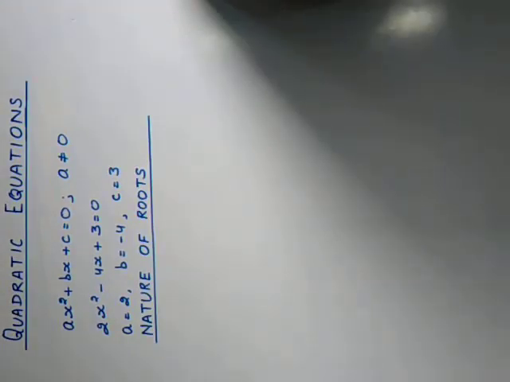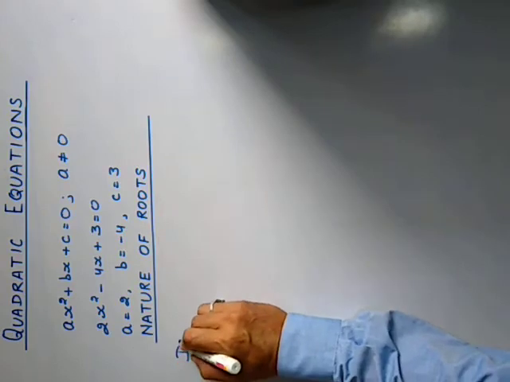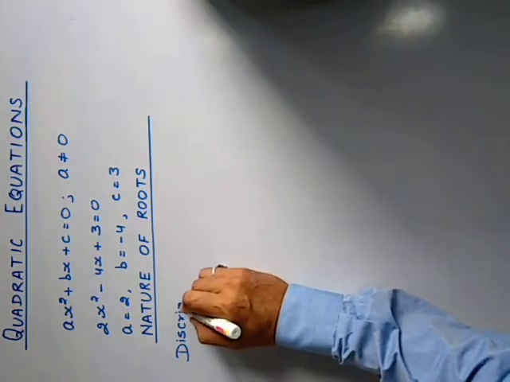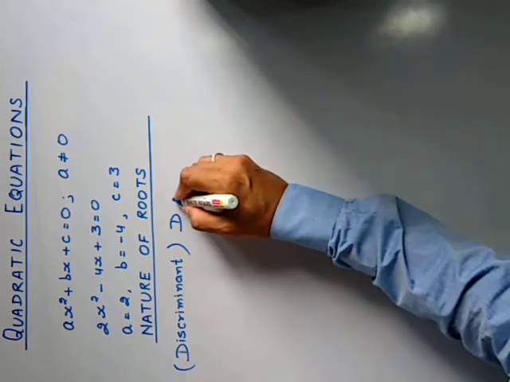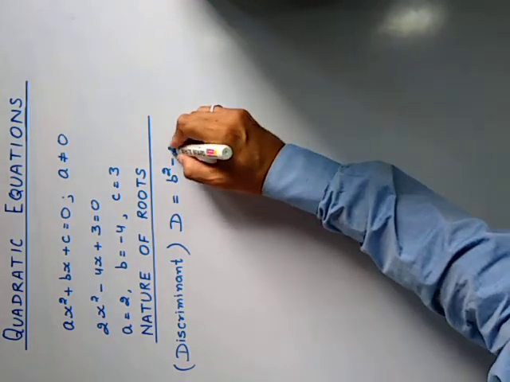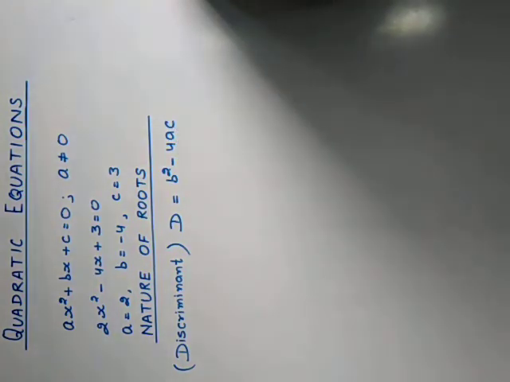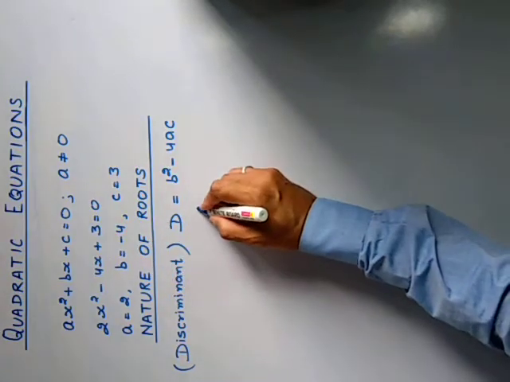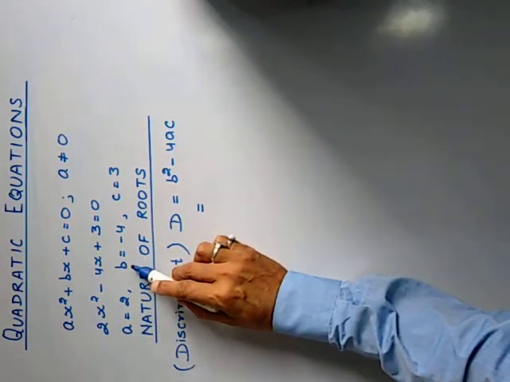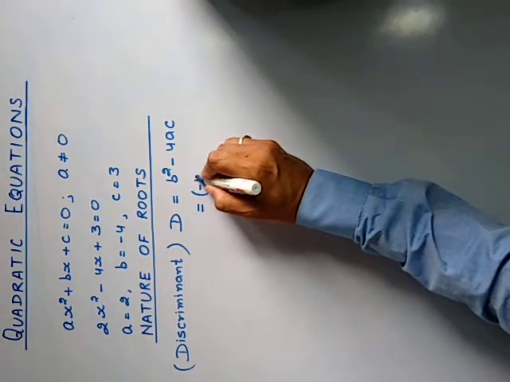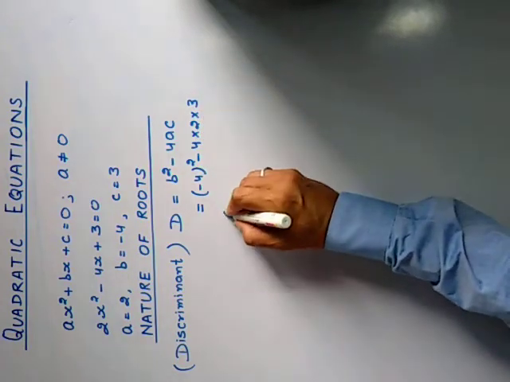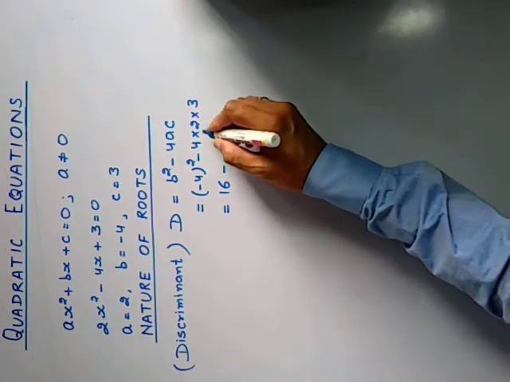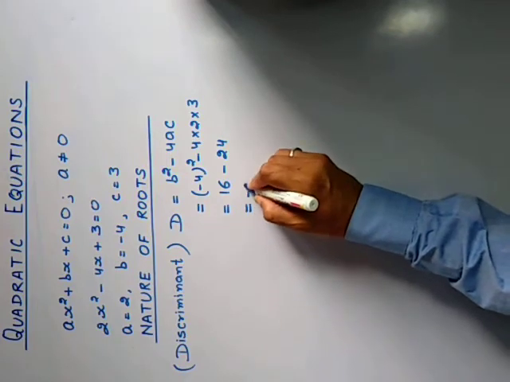To find the nature of roots, first we have to calculate the discriminant, denoted by capital letter D equals b square minus 4ac. Now again, if we take this example, here b equals minus 4. So it will be minus 4 whole square minus 4 into 2 into 3, which will be 16 minus 24, which is equal to minus 8.